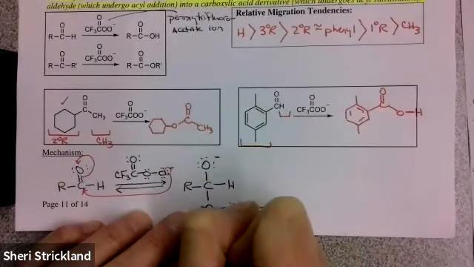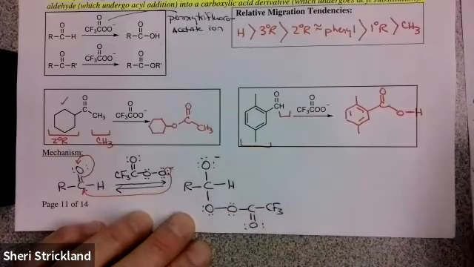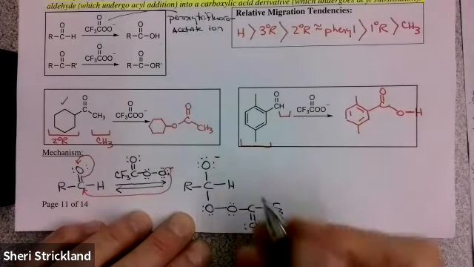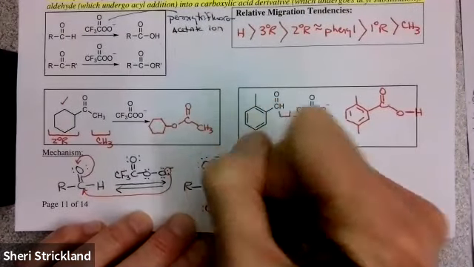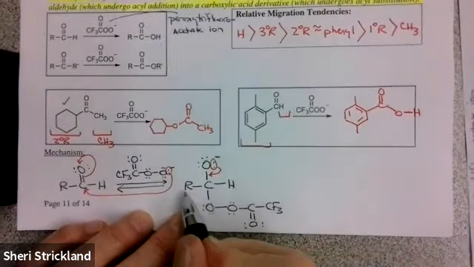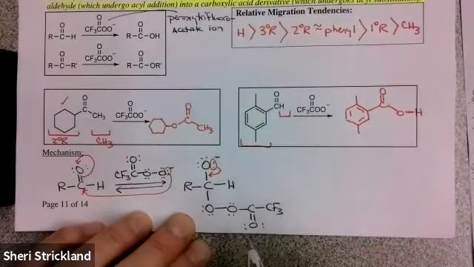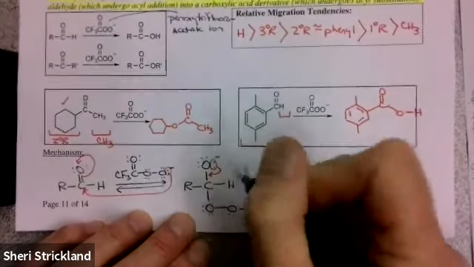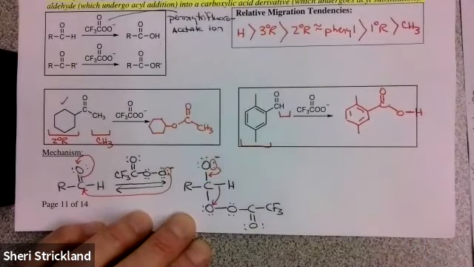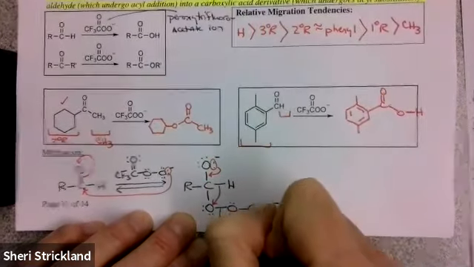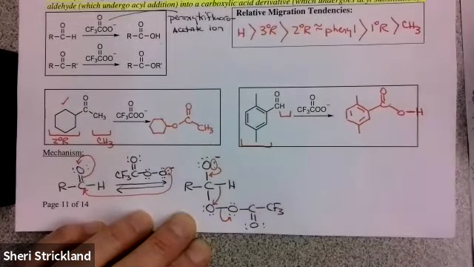Get our electrons in there. And then this is the migration. When the carbon-oxygen double bond is reformed, the group either to the left or the right of this carbon that will migrate more easily does so. In this case, it's the hydrogen. And then that breaks the oxygen-oxygen single bond.